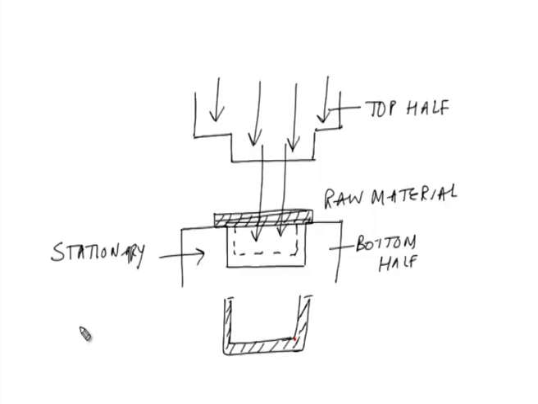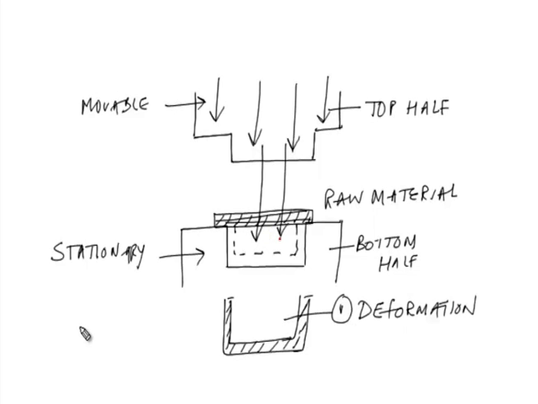compression molding process. So here we can see we have a top half of the mold, we have a bottom half of the mold, and we have a raw material, and this raw material is a composite material, and the bottom half is stationary and the top half is movable. The top half would be brought down and it will compress the raw material in the cavity generated between the top and the bottom half of the mold, and finally we will get the raw material converted into the final product. So basically during the process of conversion, two things have taken place as we have seen on the slide. One is the deformation which has taken place.